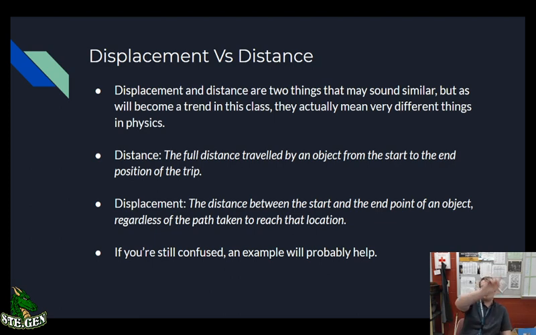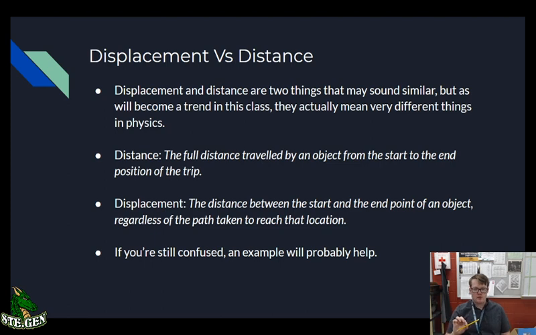It is the full journey that a trip has made. While displacement is the distance between the start and the end point of an object, regardless of the path taken to reach that location. So if you're still confused, an example will probably help. I'm going to do the example that's on the next slide, but I'm also going to use my trusty pencil right here. So let's say, for example, that this pencil goes on this journey. It goes up, over, does a big loop-de-loop, and then comes back to its starting position.